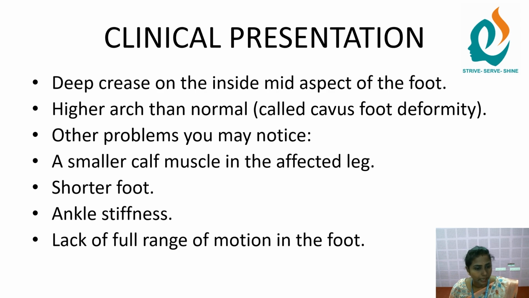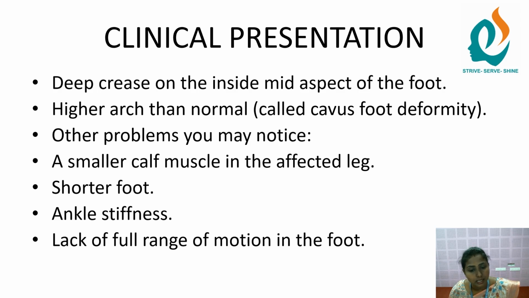So which leg is being affected? This congenital talipes equinovarus can be either unilateral or bilateral. That means either it can affect a single leg or both the legs. Whichever leg is being affected, that calf muscle will be much smaller. Next is shorter foot. Whichever leg is being affected will be shorter than the normal foot.